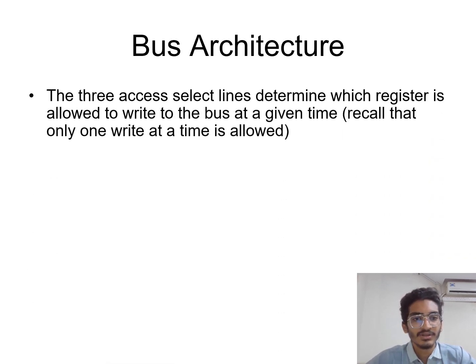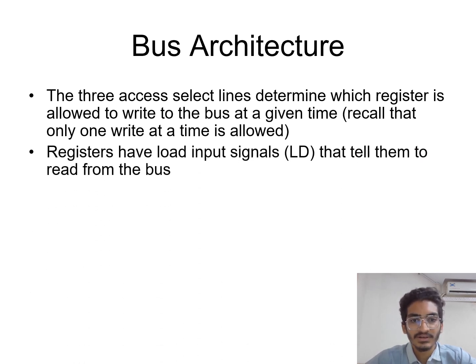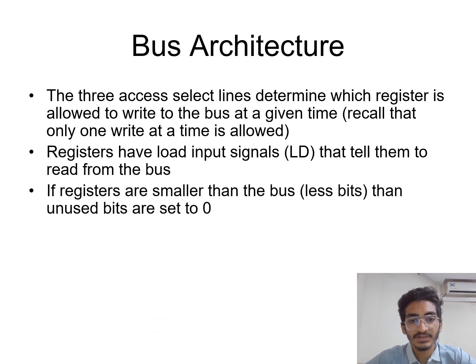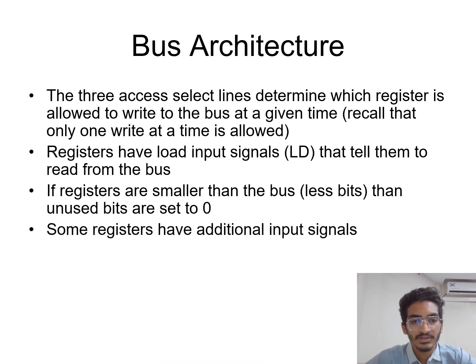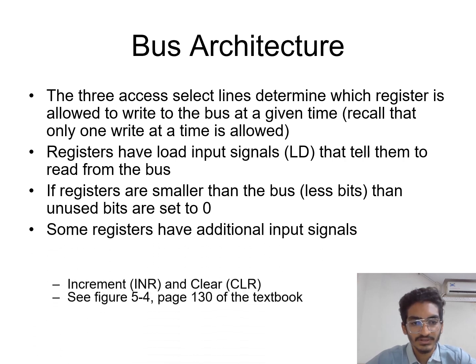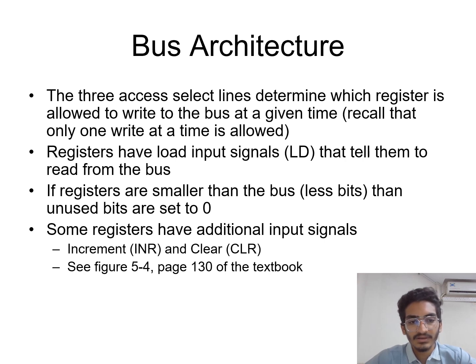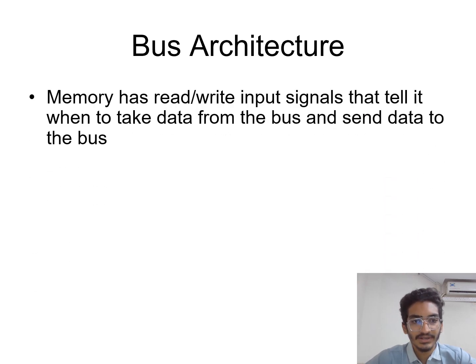Bus architecture. The three-bit select line determines which register is allowed to write to the bus at a given time. Recall that only one write at a time is allowed. Registers have load input signals that tell them to read from the bus. If the registers are smaller than the bus, then unused bits are set to 0. Some registers have additional input signals: increment and clear.